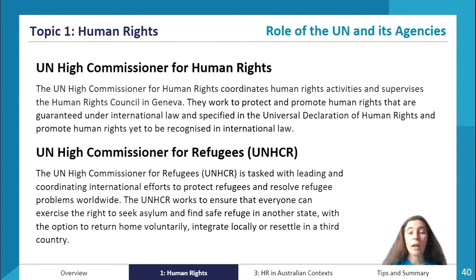And then the UN High Commissioner for Refugees is tasked with leading and coordinating the international efforts to protect refugees and resolve refugee problems across the globe. So the UNHCR works to ensure that everyone can exercise the right to seek asylum and find safe refuge in another state. So they also have the option to return home voluntarily, integrate locally, or resettle in a third country.